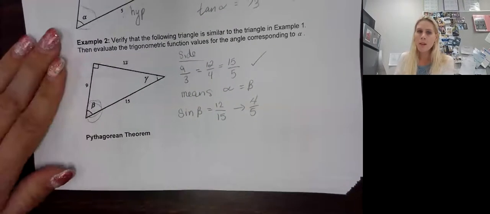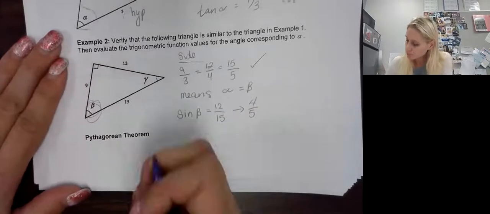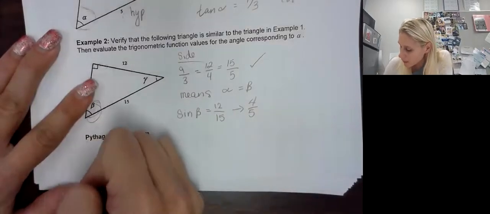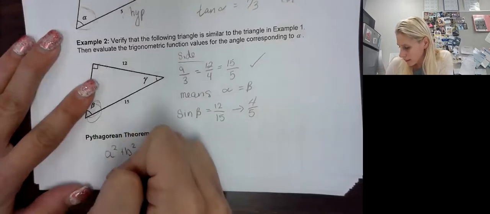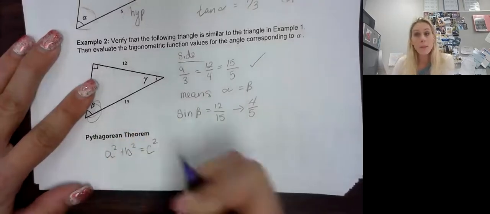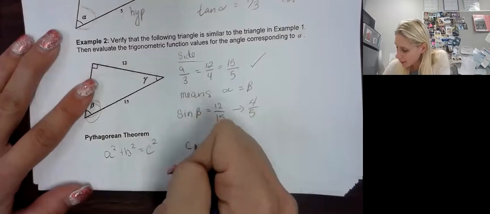Okay. Pythagorean theorem. Pythagorean theorem is a squared plus b squared equals c squared. C is the most important, right? Because C is the hypotenuse.